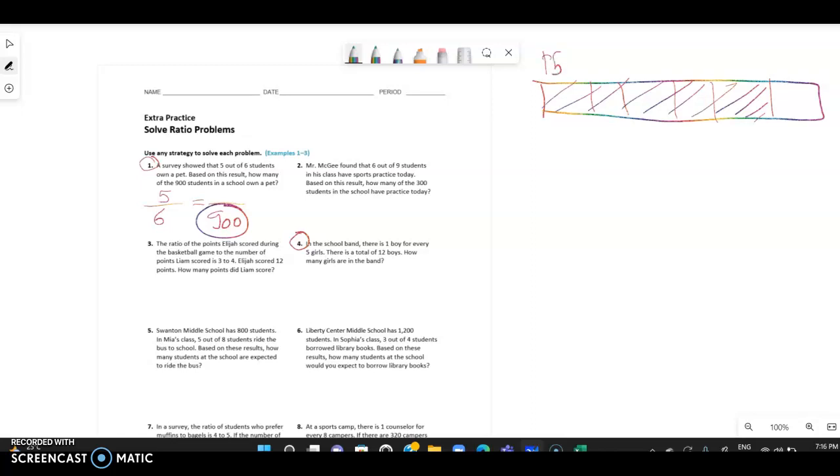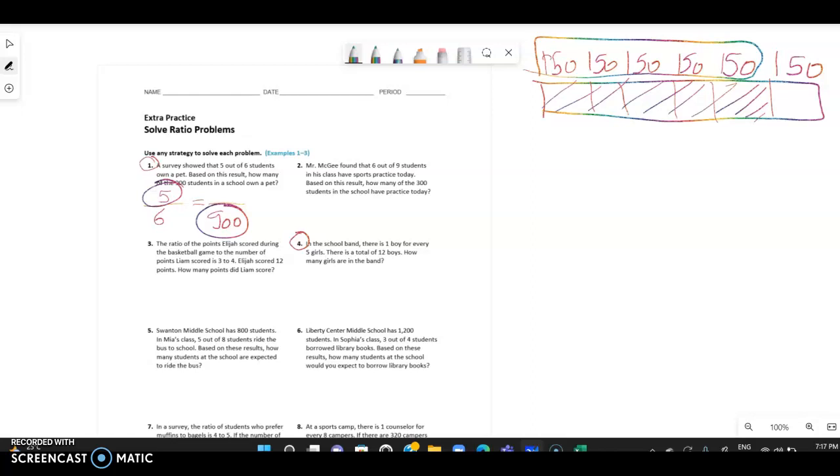So it will be 150, 150. Each part is equal to 150. So in order to know the 5 parts, I'll be adding these, or I just multiply 150 by 5.